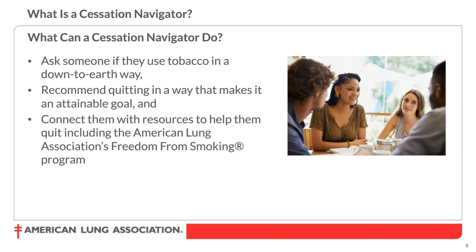Cessation Navigators is a new concept to the American Lung Association. Cessation Navigators are people trained by the American Lung Association to talk to somebody about tobacco use in a way that makes a real difference. So what can they do? They can ask someone if they use tobacco in a down-to-earth way. They can recommend quitting in a way that makes it an attainable goal. And they can connect them with resources to help them quit, including our signature Freedom from Smoking program.